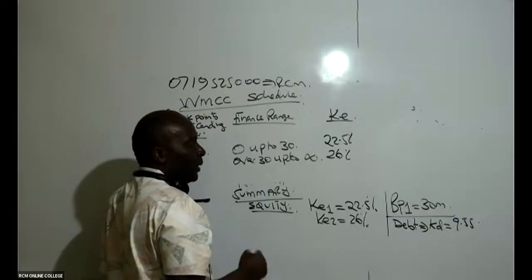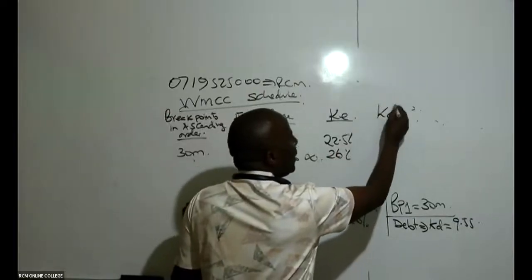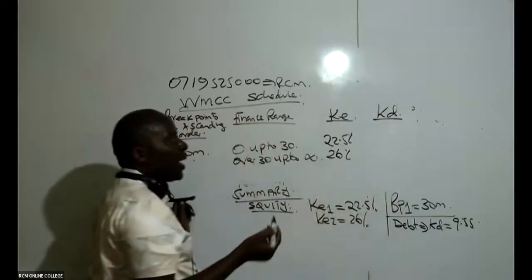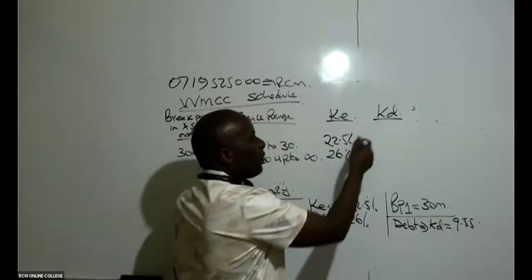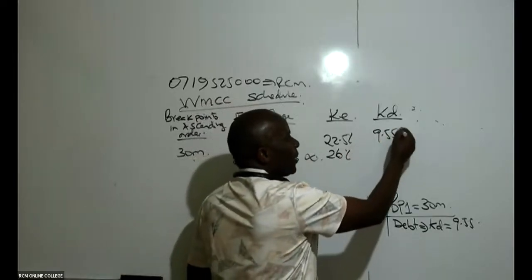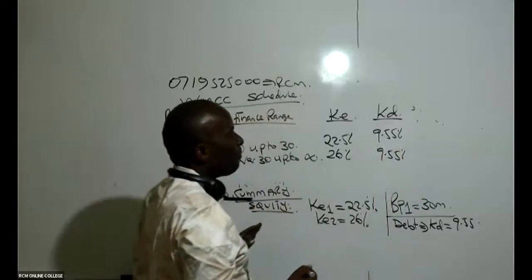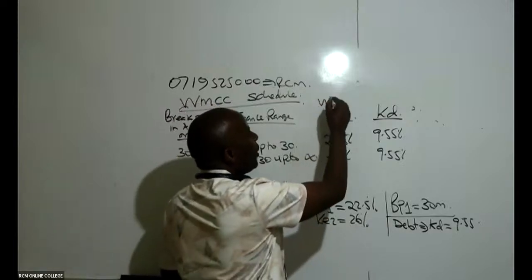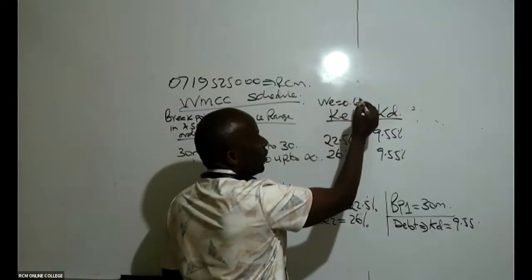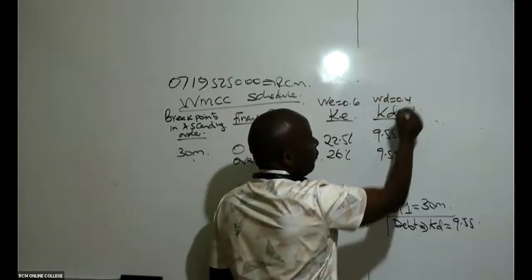I know that's Greek, but I'm not afraid because I know everybody will understand. How about KD? KD does not have any break point. KD is 9.55%. So is there somebody who is able to remember what the weight of equity was? It was 0.6. And the weight of debt in this case was 0.4.